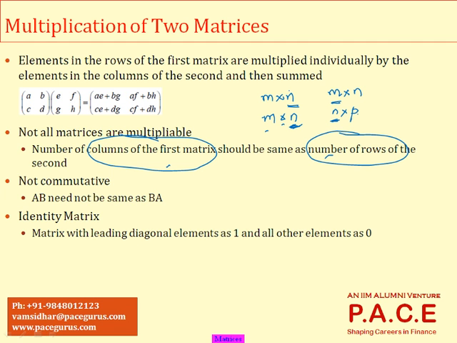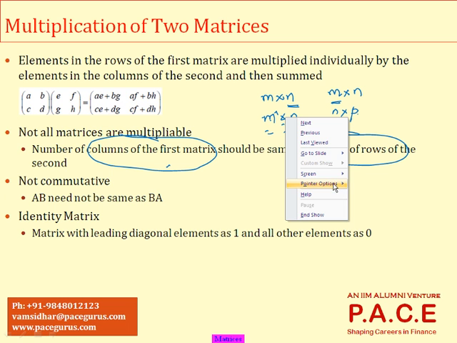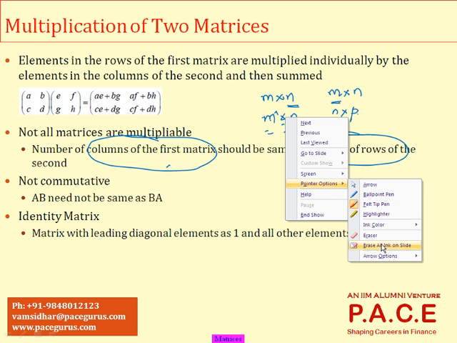Right? We are not bothered about whether m is the same as n or different from n, or whether p is the same as m. We are not bothered. Anything can be multiplied as long as this criteria is met. Now let's take one example and see how a multiplication can be done.